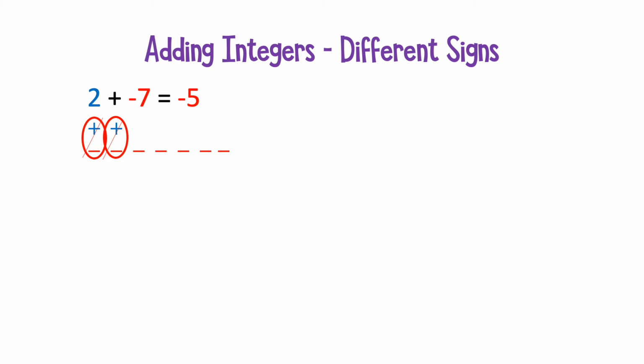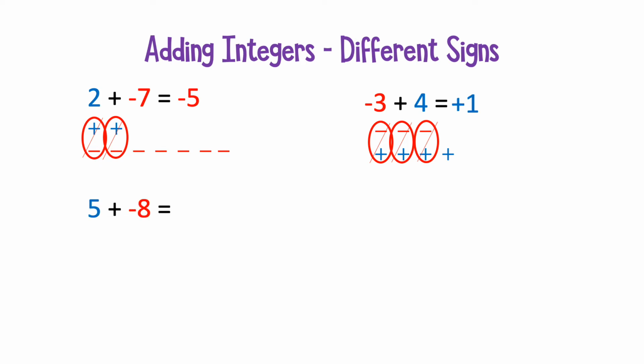So since 7 minus 2 is 5, we're left with 5, but we know it's going to be negative because there's 7 negatives and only 2 positives. So negative 3 plus 4, we're going to have 3 negatives and 4 positives. This time we can cancel out 3 zero pairs, and so we subtract the 0 pairs, and we're left with 1 positive. We're going to have 5 positives and 8 negatives, so this time we're going to cancel out 5 zero pairs, and it leaves us with 3 negatives.